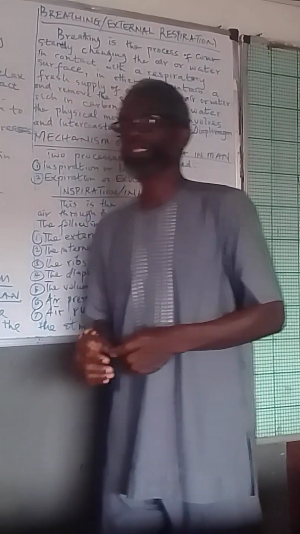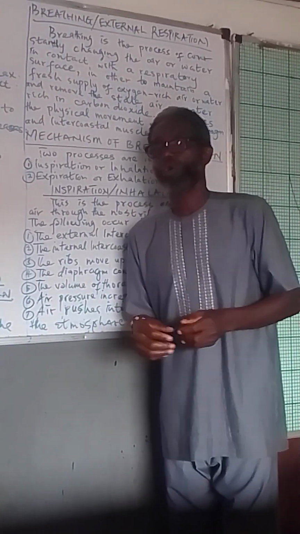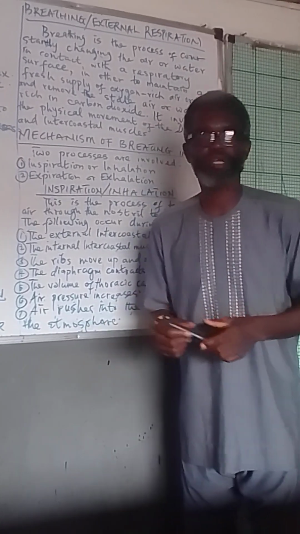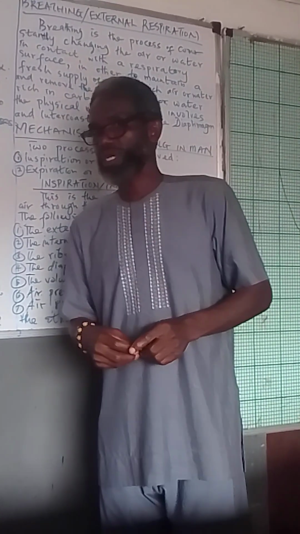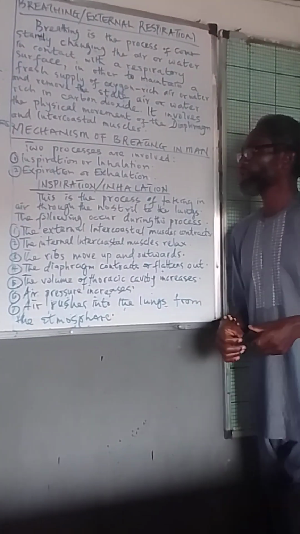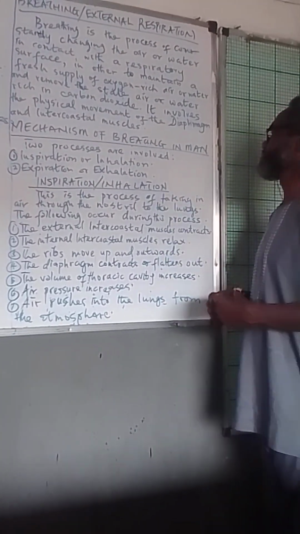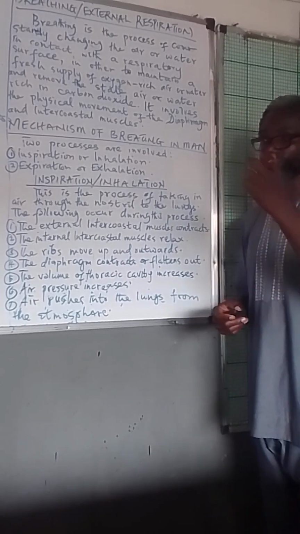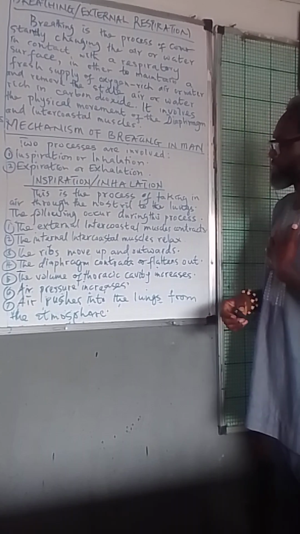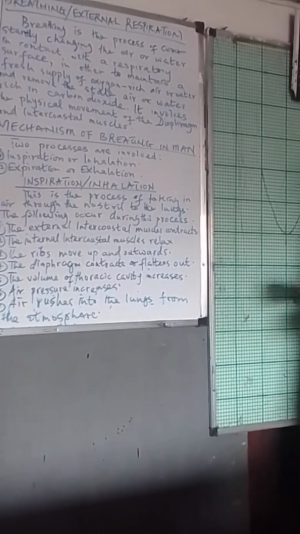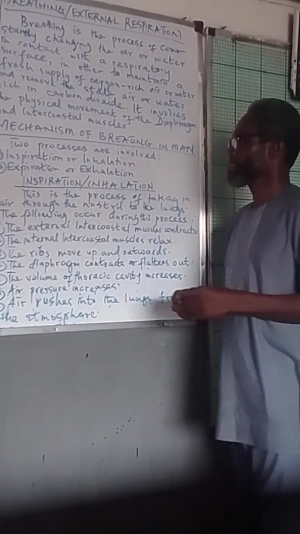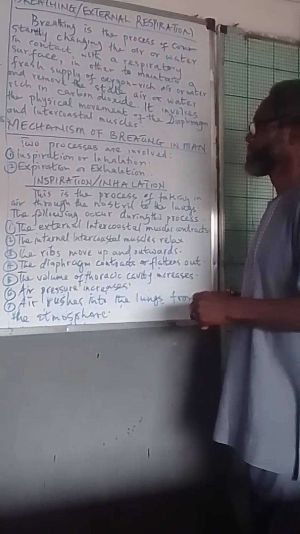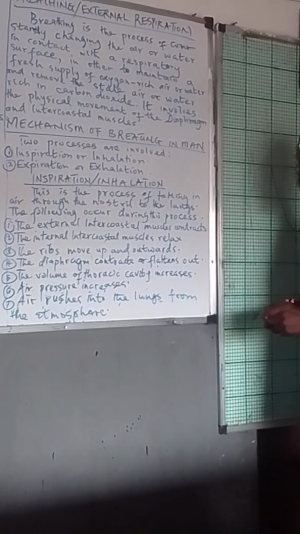Now, the mechanism of breathing in man involves two processes. The first one is called inspiration, or what we call inhalation, while the second is called expiration, or what is called exhalation. So, under inspiration, the process of taking in oxygen through the nostril to the lungs, the following occur. During inspiration, the external intercostal muscles do what?